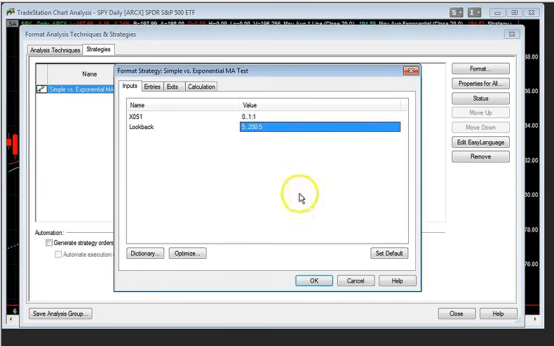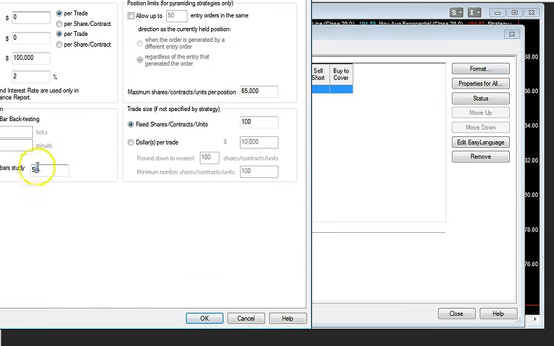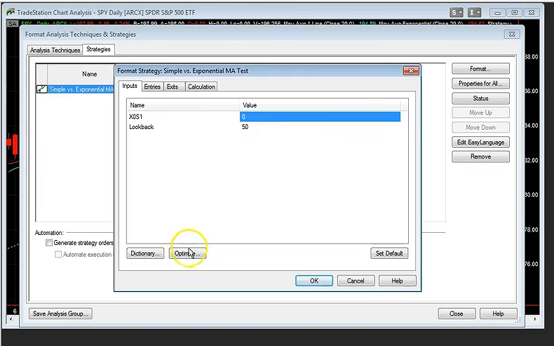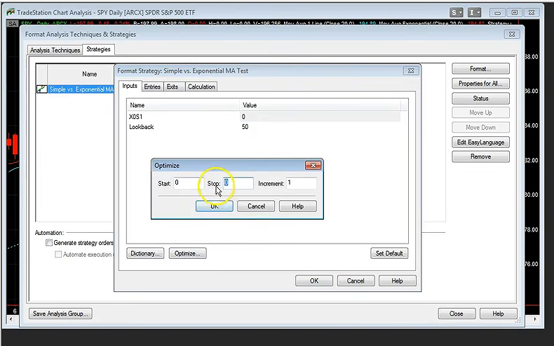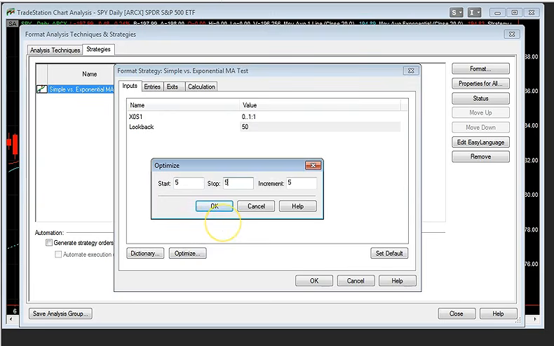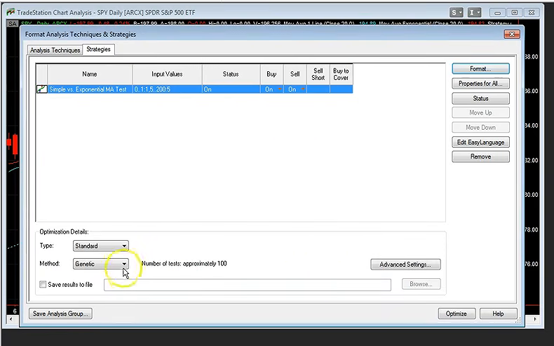So I have one little thing I have to fix here. If I'm going to look at 200 bars, I have to let it see 200 bars. So 0 and 1, and then I have to optimize 5 to 200. So we see 0 and 1 and 5 to 200 in increments of 5. I hit OK. I'm going to test them all. So that's 80 back tests that are going to be run.